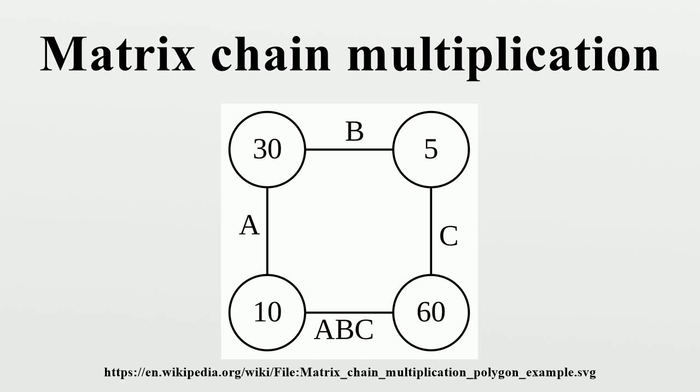Matrix chain multiplication is an optimization problem that can be solved using dynamic programming. Given a sequence of matrices, the goal is to find the most efficient way to multiply these matrices. The problem is not actually to perform the multiplications, but merely to decide the sequence of the matrix multiplications involved. We have many options because matrix multiplication is associative.